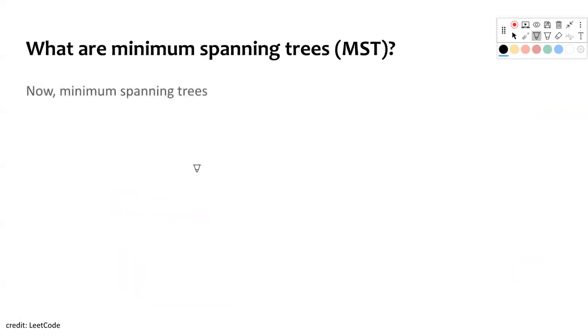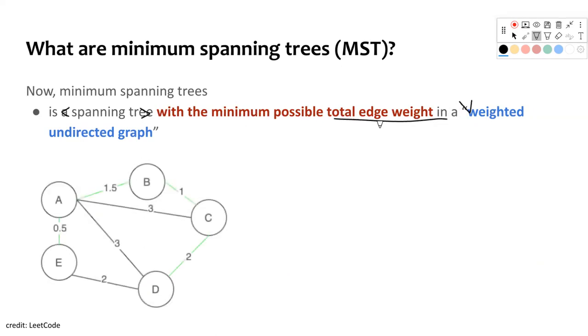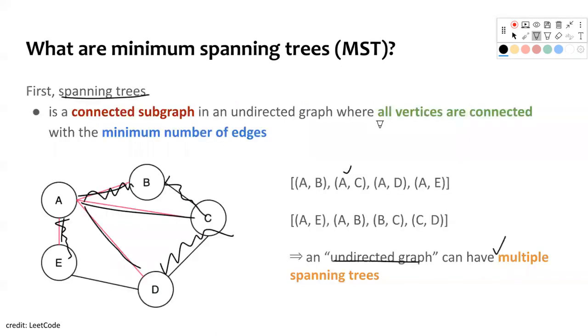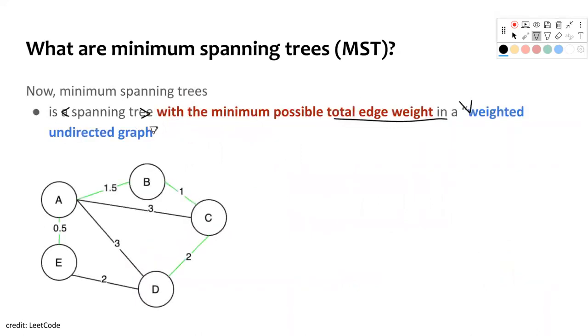Now let's talk about minimum spanning trees. A minimum spanning tree is a spanning tree with the minimum possible total edge weight in a weighted undirected graph. So what does it mean? In the previous case, the edges did not have any values. However, in the case of a weighted undirected graph, edges have some values like this. And we want to find the minimum spanning tree that has the minimum possible total edge weight.